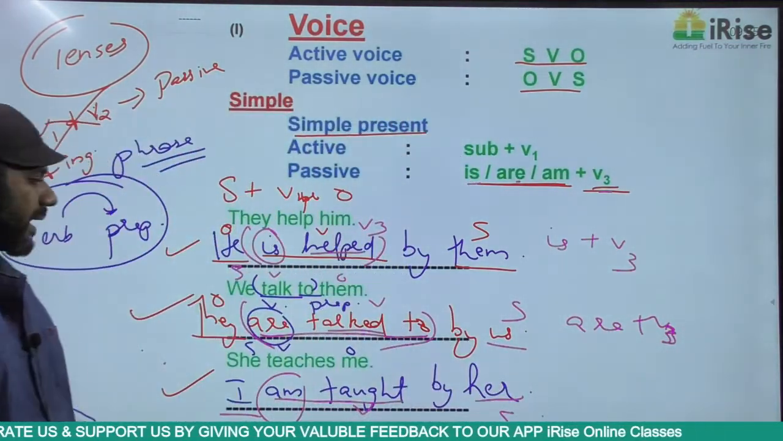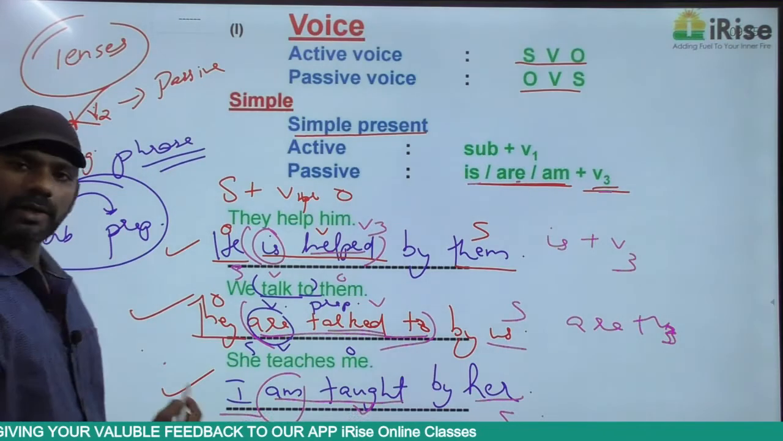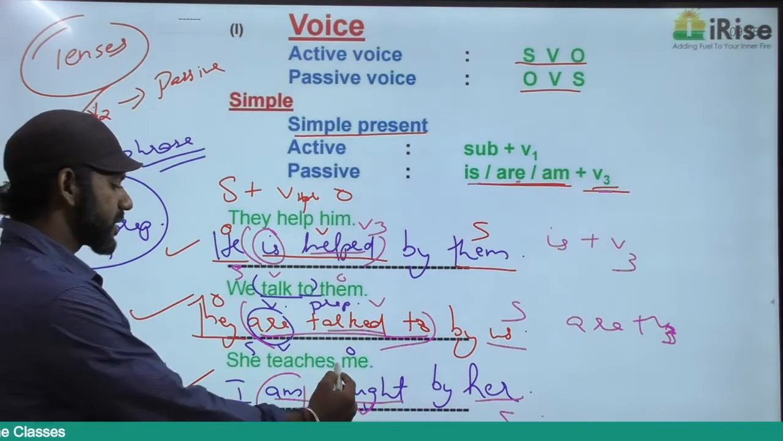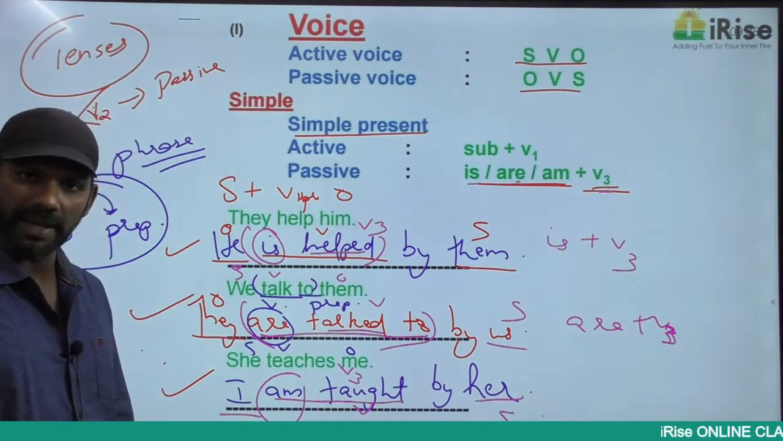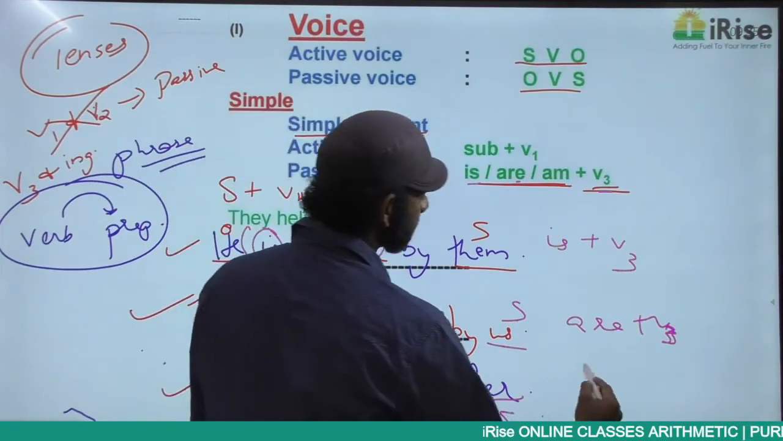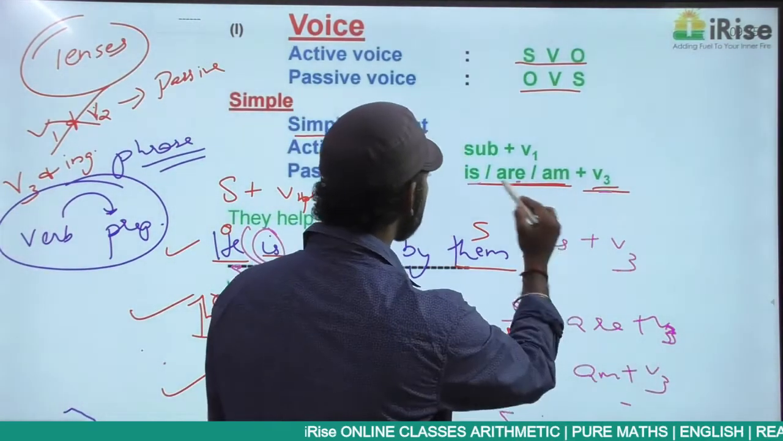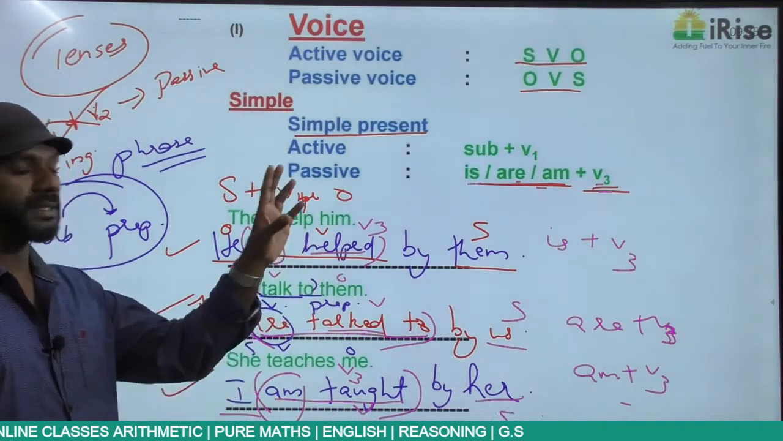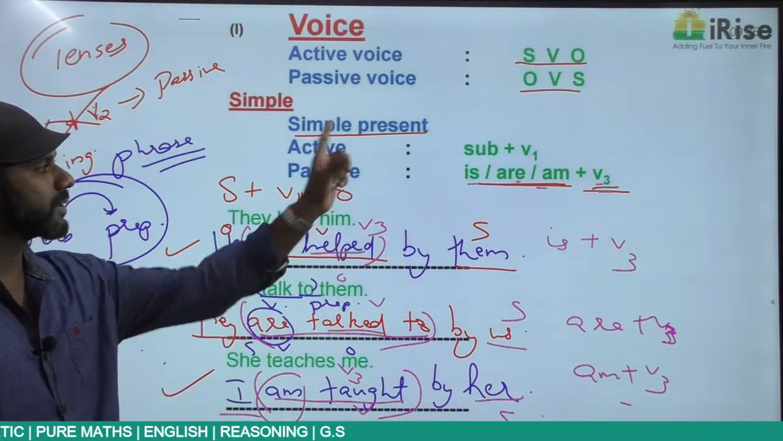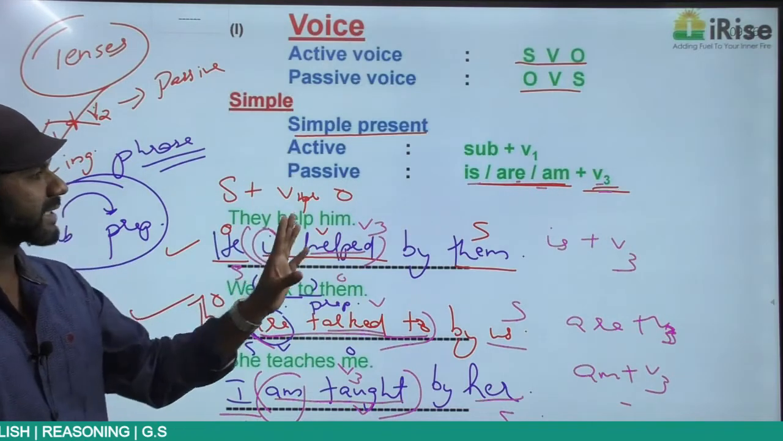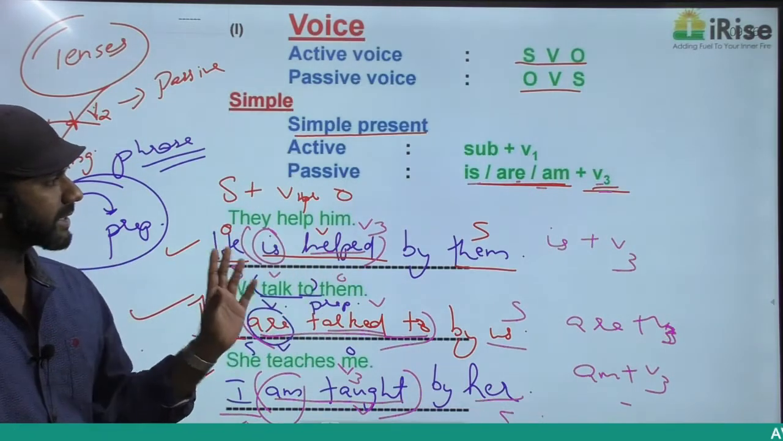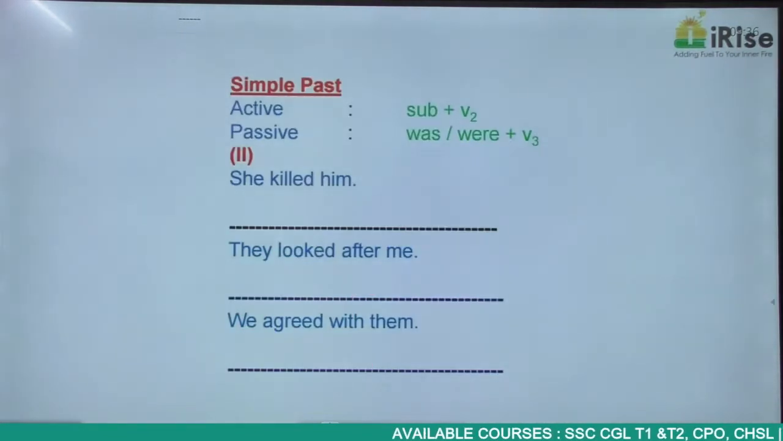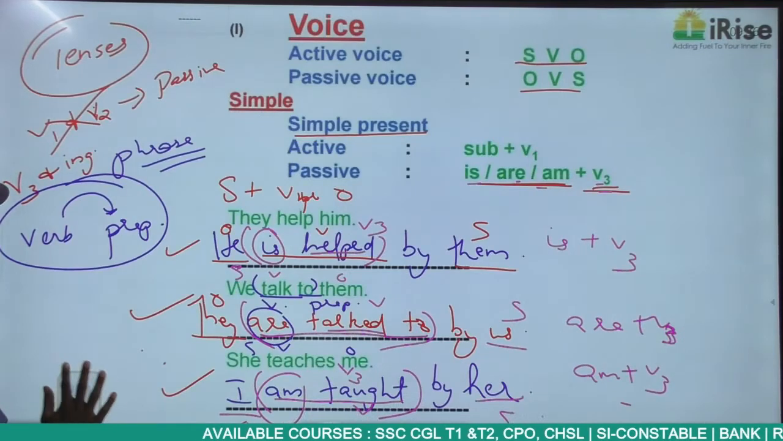Come to the last one. I am taught by her. Taught is also both V2 and V3. Teach, taught, taught. In this case, taught is in the V3 form because the sentence is in the passive voice. So am taught is am plus V3, and am plus V3 is simple present passive voice. So this is the structure of the simple present tense in both active voice and passive voice. Active voice is subject plus V1. Passive voice is BE plus V3. Clear? Come to the next category, simple past tense.